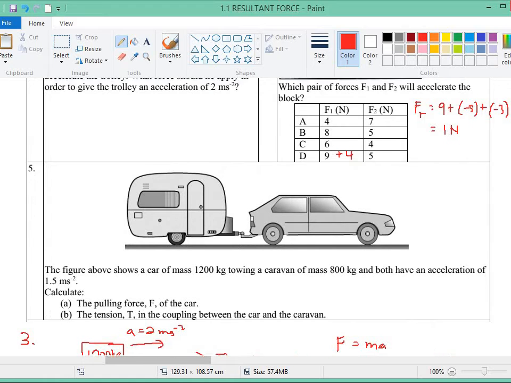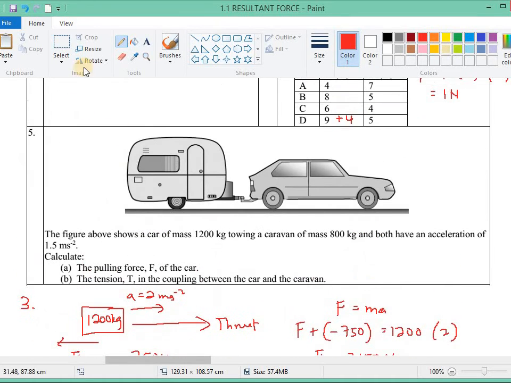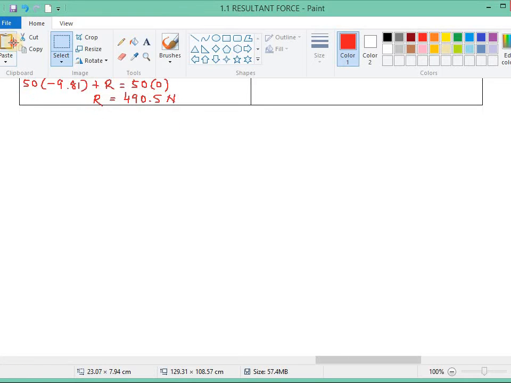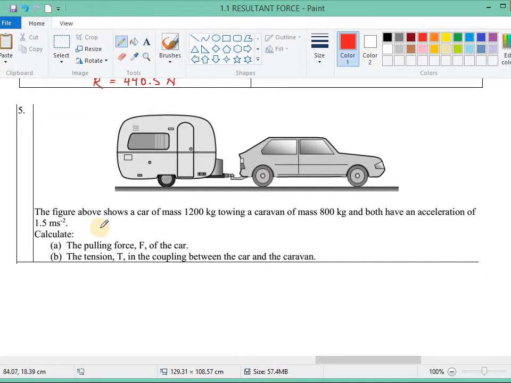Alright, so next, number 5. The figure above shows a car of mass 1200 kg towing a caravan of mass 800 kg. Okay, let me copy this one. So the figure above shows a car of mass 1200 kg towing a caravan of mass 800 kg. So this car is 1200 kg, the caravan is 800 kg.